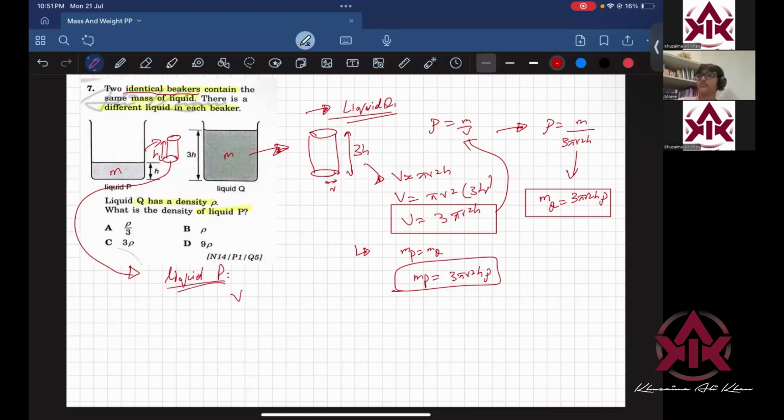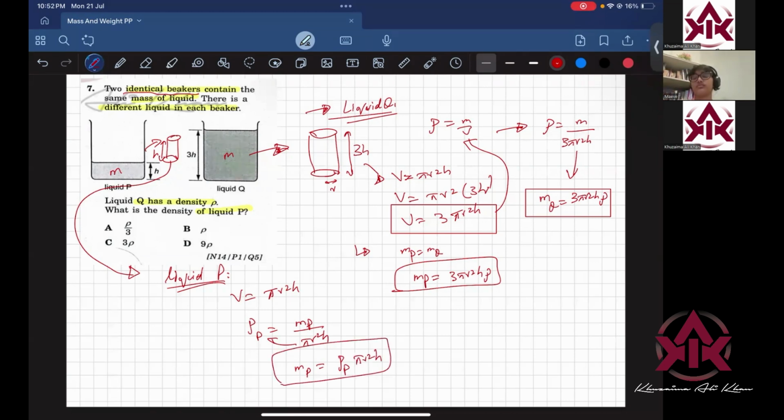The volume of liquid P is coming out to be pi r square h simply. And let's find the density of liquid P now. It's going to be the mass of liquid P divided by the volume, that is pi r square h. So let's make the mass of P the subject over here. This is going to go over there and multiply. So this is the density of liquid P times pi r square h.